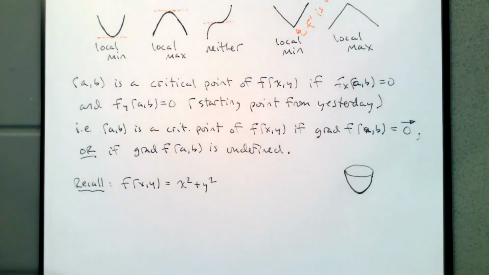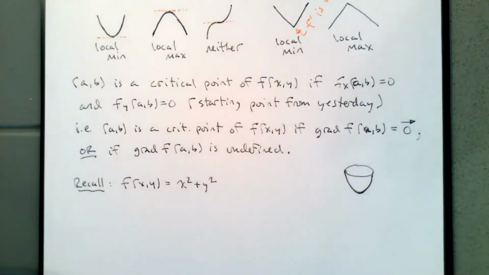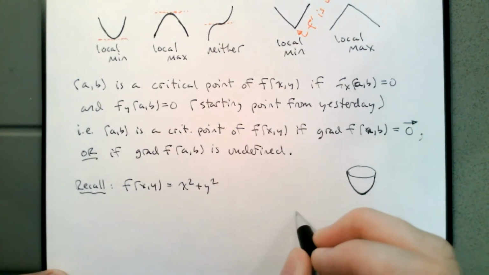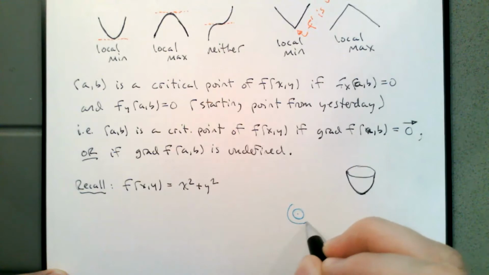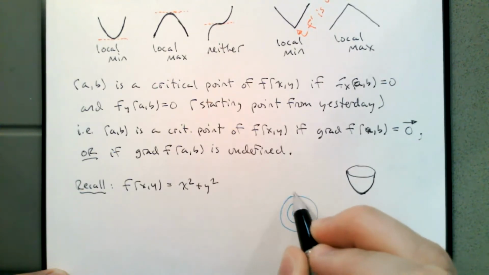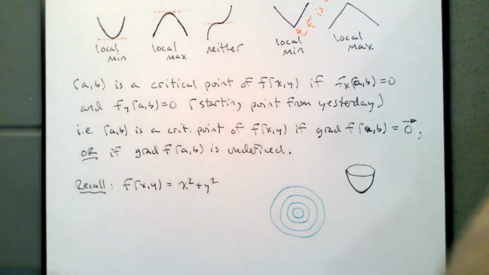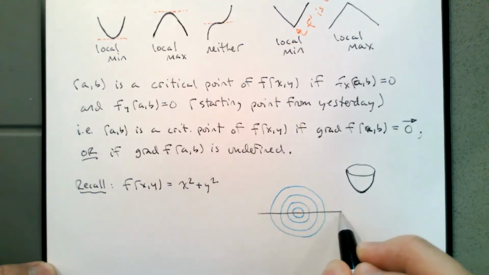We know that this is a circular paraboloid. We also know that the level curves are just concentric circles. Always draw the circles first. The level curves are concentric circles, 0 at the middle. And then as we move out, the circles get larger as they go higher up.